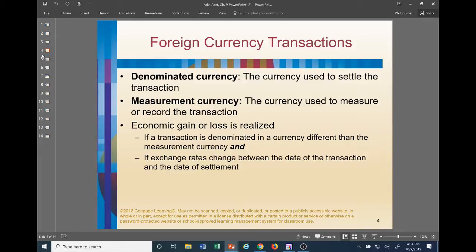Whenever a transaction is denominated in a currency different than the measurement currency, one of the parties to the transaction is going to be exposed to either an economic gain or a loss if the exchange rates change between the date of the transaction and the date of the settlement.